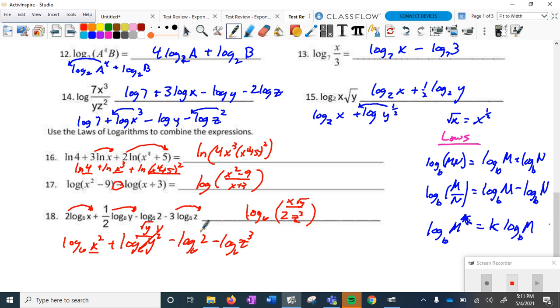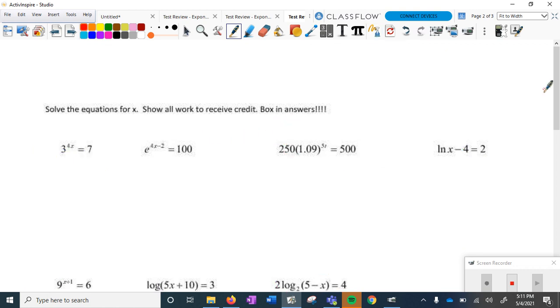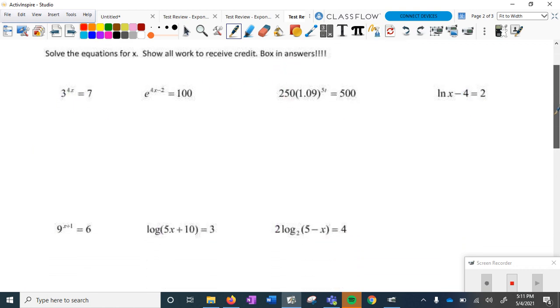And I've condensed it down to just one log. Okay? Again, those are laws of logs. You can have a couple of those tomorrow on the test. Now, let's get to the solving. Here's where we're going to need our calculator or Desmos, either one. I should have my calculators back by tomorrow.